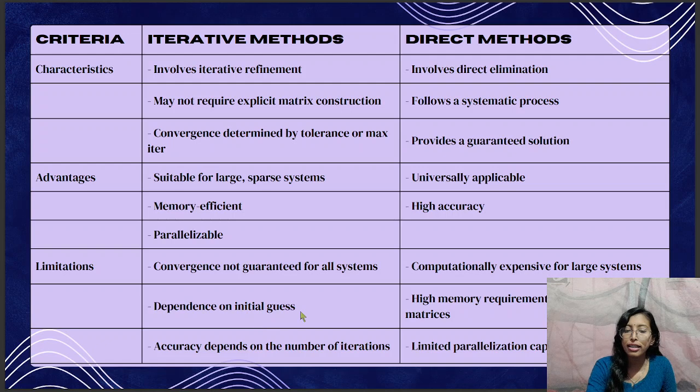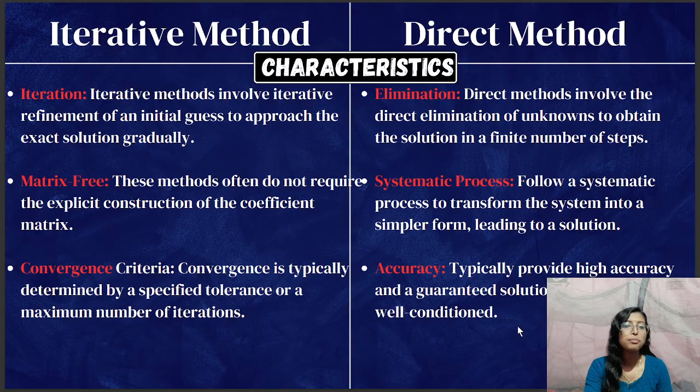Dependence on initial guess. The starting point is main in this process. High memory requirements, especially for dense matrices. It requires a high memory. And now iterative method. Accuracy depends on the number of iterations. Its accuracy depends on how many iterations we are doing. Here the limited parallelization capabilities. It does not have a good parallelization capability.